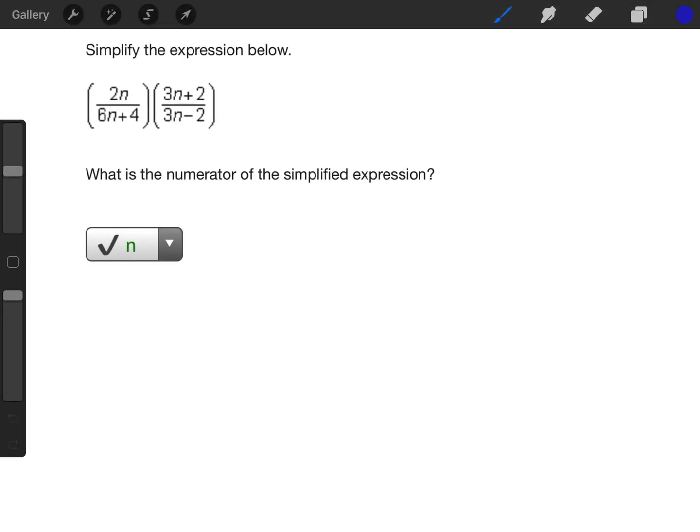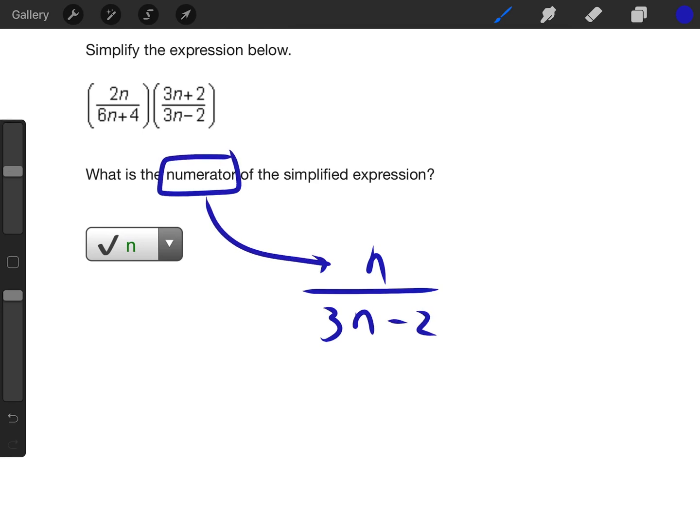So earlier I talked about this one. It's going to be n over 3n minus 2. So the numerator is n.